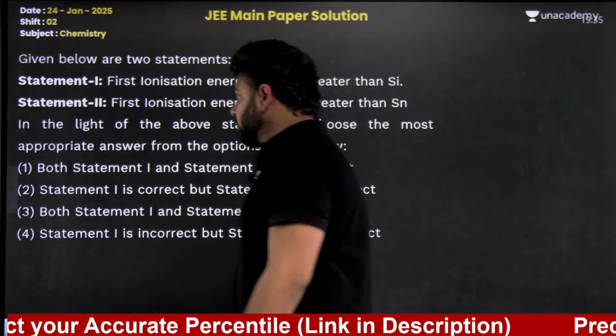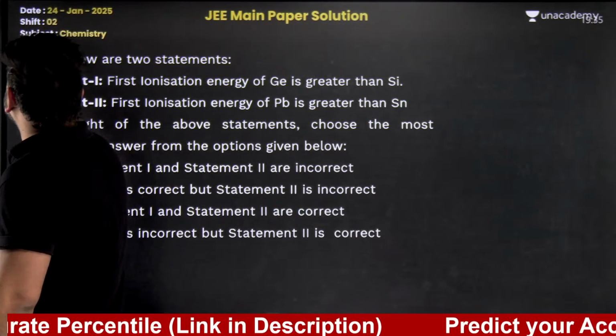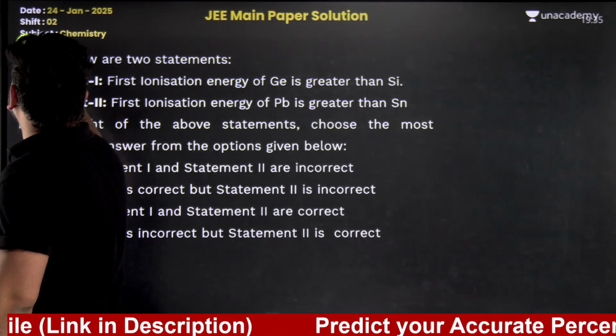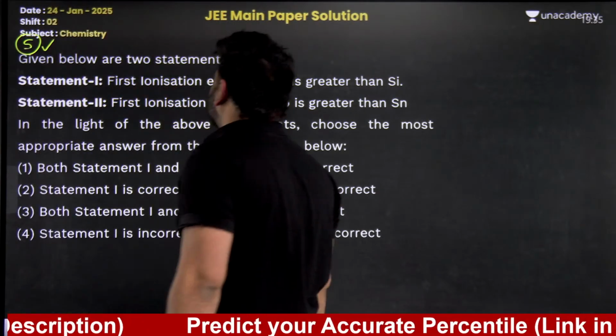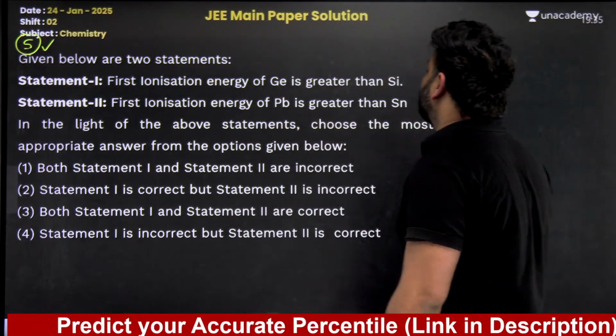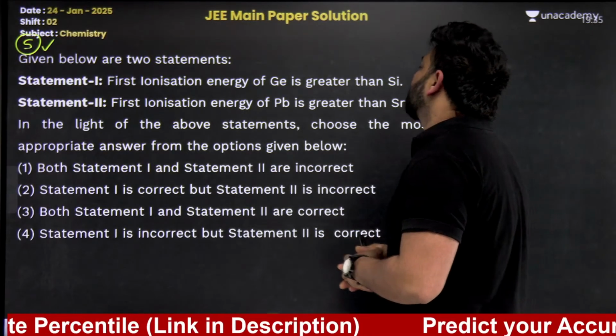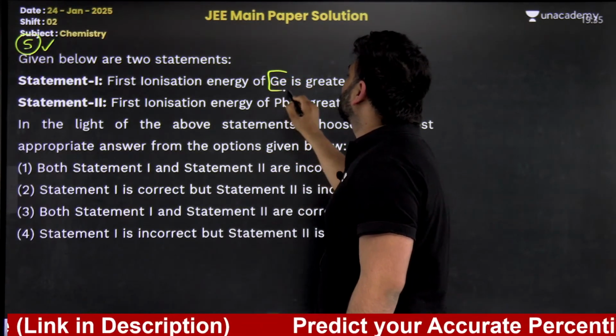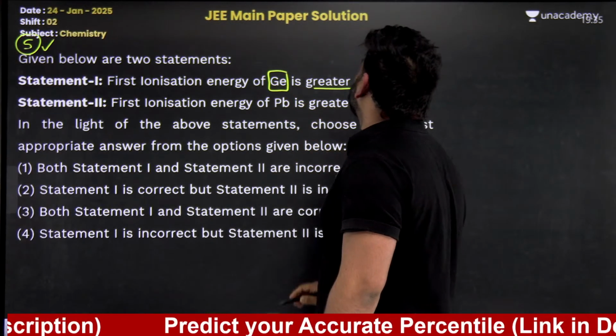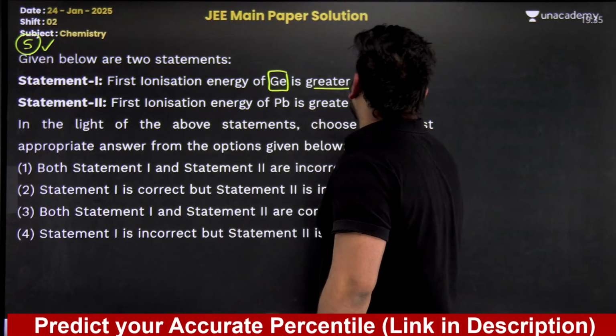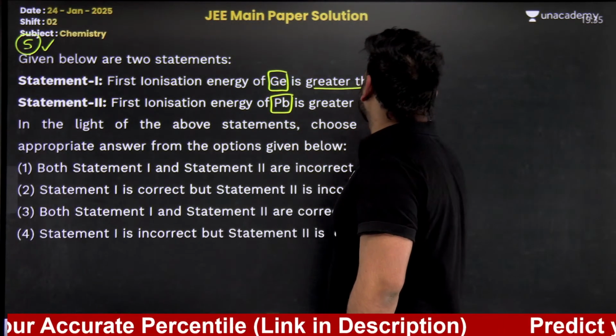Next is your fifth question. The fifth question is pretty easy. It says that given below are two statements. Let's see what these statements are. The first statement says that the ionization energy of germanium is greater than silicon, and lead is greater than tin.